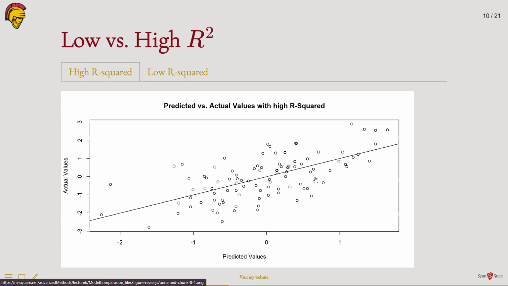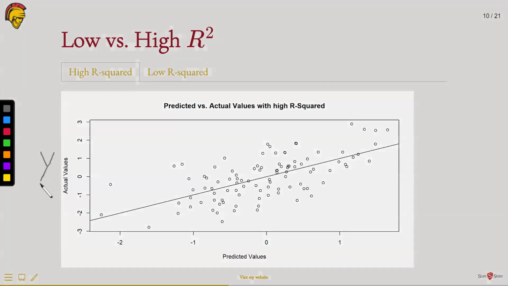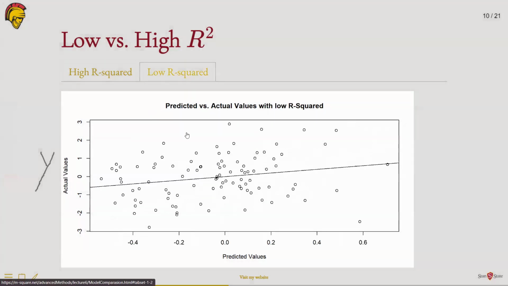So this is what happens when you have a high R squared. With a high R squared, most of the dots will always be around this line right here. In here, what we are plotting is predicted values. And on my y-axis, what we are plotting is the actual values, the observed values in a standardized metric. And let me show you what happens when that R squared is very low.